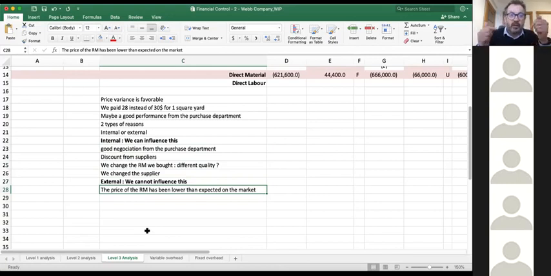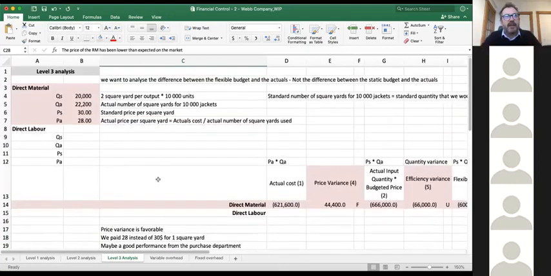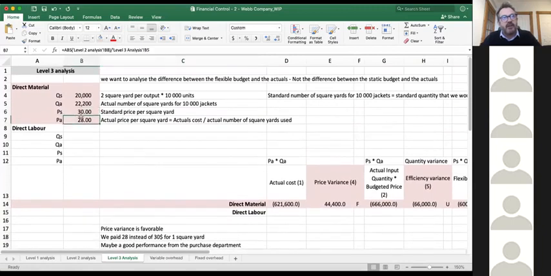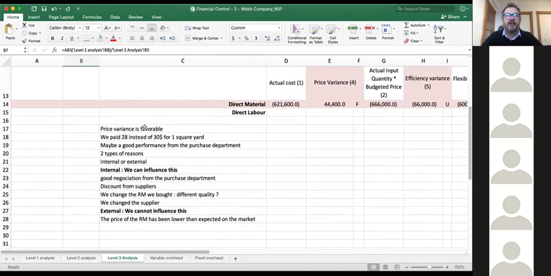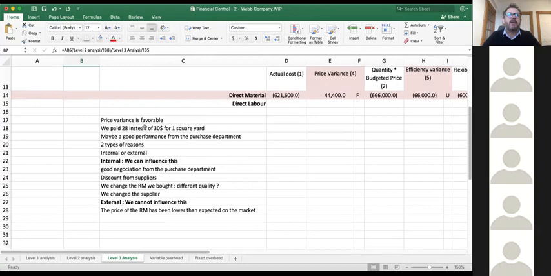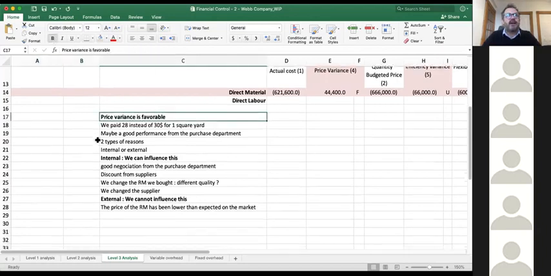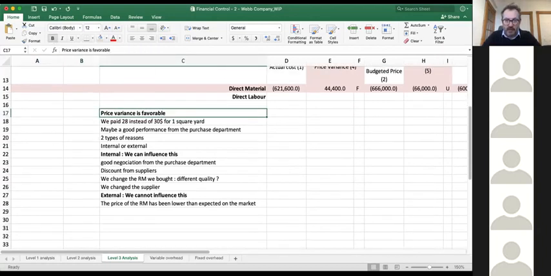But then we should maybe consider that the feedback should be given to the budget department. Maybe they should change it for the next budget period, 13 into 28, or not. I don't know. Maybe we need to wait a little bit more time for this. Okay, so that's for the price variance explanation.